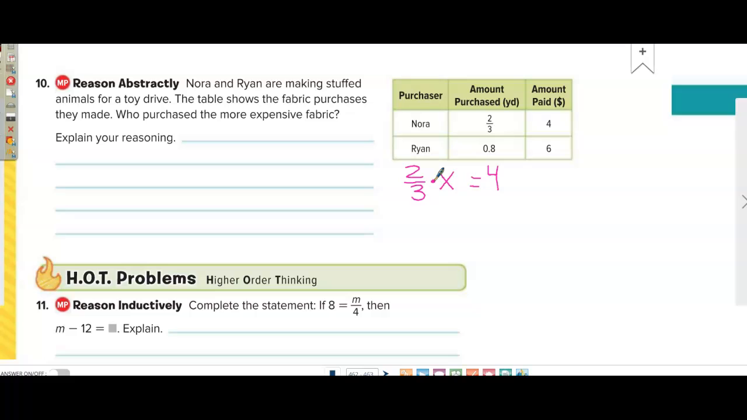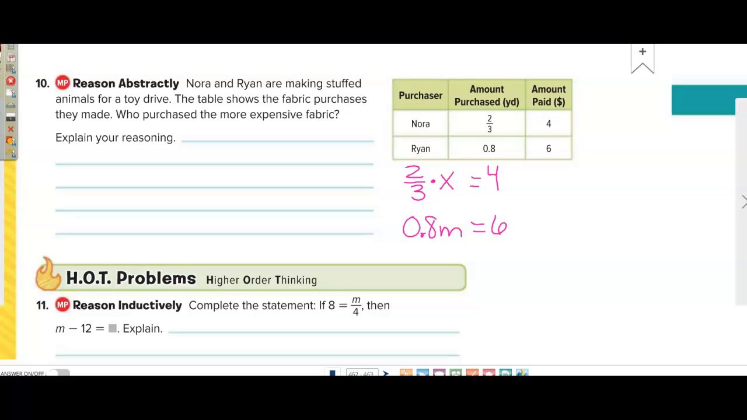Then our other equation, we know that Ryan purchased 8/10 of a yard times the cost per yard, we don't know, let's call that n, and that gave us a total of $6. So there's our two equations. We're going to solve both of them.